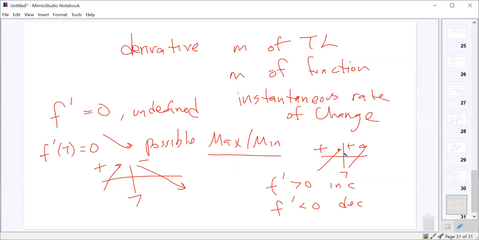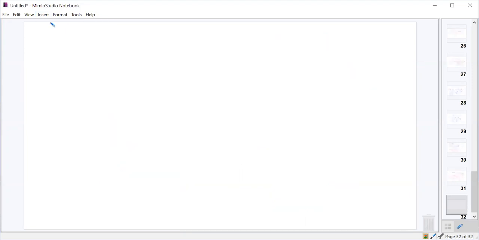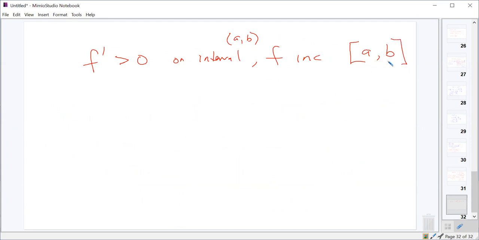A long time ago, I remember something about brackets and parentheses. That's right here. They will say that if f prime is greater than 0 on an interval, f increases. On the interval from A to B, they say that f increases on the closed bracket A to B, because they will include, and I'm going to do this right here, we'll put brackets here, they will say greater than or equal to.